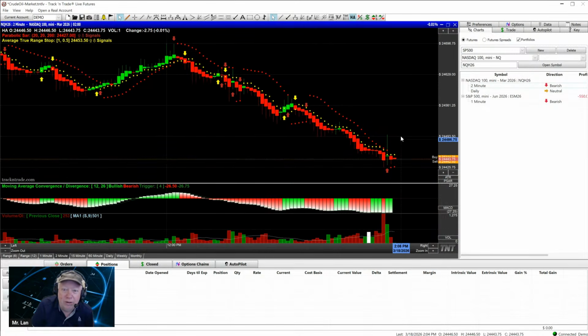$250,000 to the short side right here. Oh, look at that 3-drive pattern. Beautiful. Drive 1, counter trend. Drive 2, counter trend. Drive 3, long drive 3. All the way into Land's pocket.